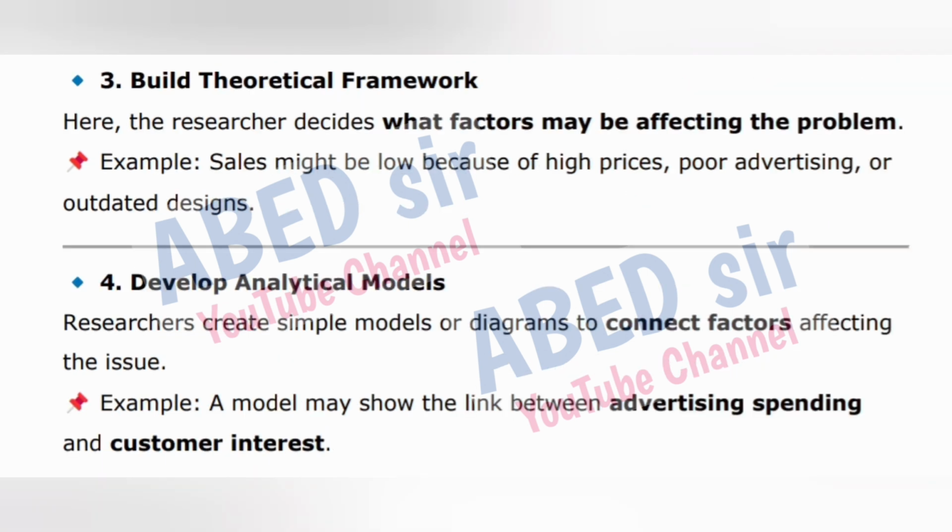3. Build theoretical framework. Here, the researcher decides what factors may be affecting the problem. Example, sales might be low because of high prices, poor advertising, or outdated designs. 4. Develop analytical models. Researchers create simple models or diagrams to connect factors affecting the issue. Example, a model may show the link between advertising spending and customer interest.